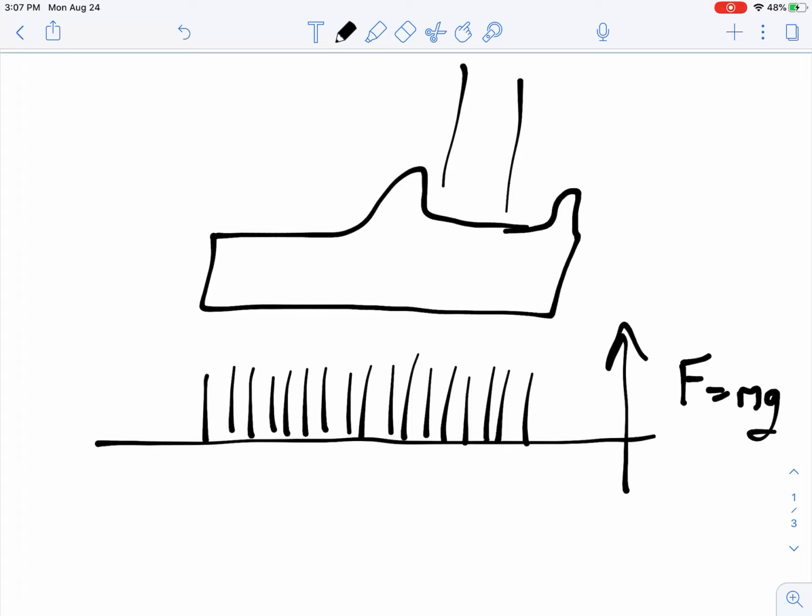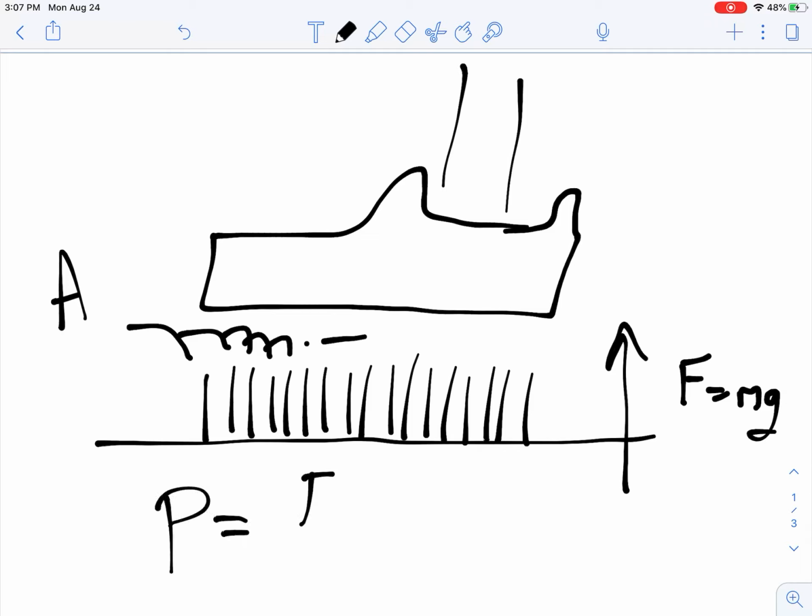This time, the area is not going to be the area of the entire bottom of your shoe. It is going to be the area of all of those little nail heads. So the area is going to be that one, plus that one, plus that one, plus that one, plus that one, etc. Okay? All of those add together, give you the total area. The pressure that you would feel on your foot would be force divided by that area.